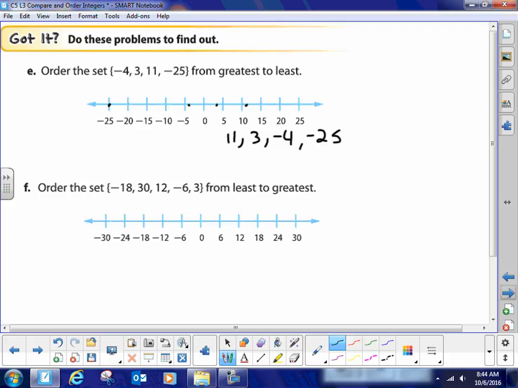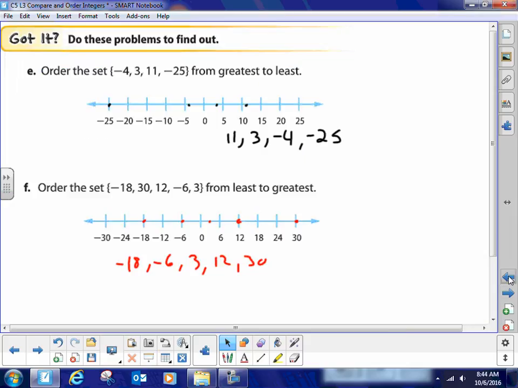Now, I go to the next one. Order the set -18, 30, 12, -6, 3 from least to greatest. Again, I just go on to the number line and I start plotting these. I find -18, about. I go to 30, about. I go to 12, about. -6, and 3, which is right in the middle here. All right, and then I go from left to right. -18, -6, 3, 12, and 30. Okay? Not that hard.